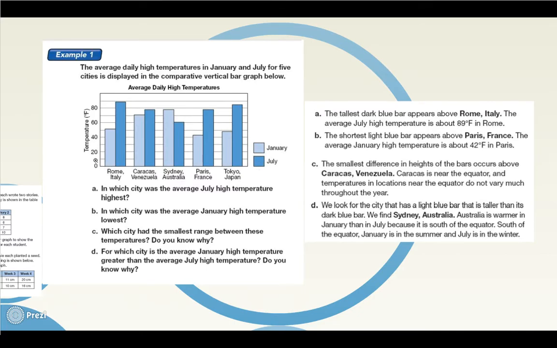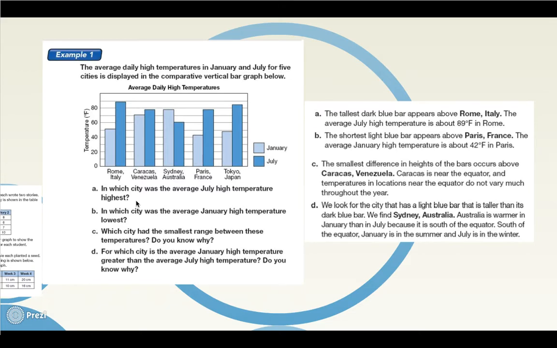What we're going to try to find is in which city was the average July high temperature the highest. So we're looking for the dark blue, and it looks like this is the highest one. So this city would have the highest July high temperature, which is Rome. So our answer would be Rome for that.